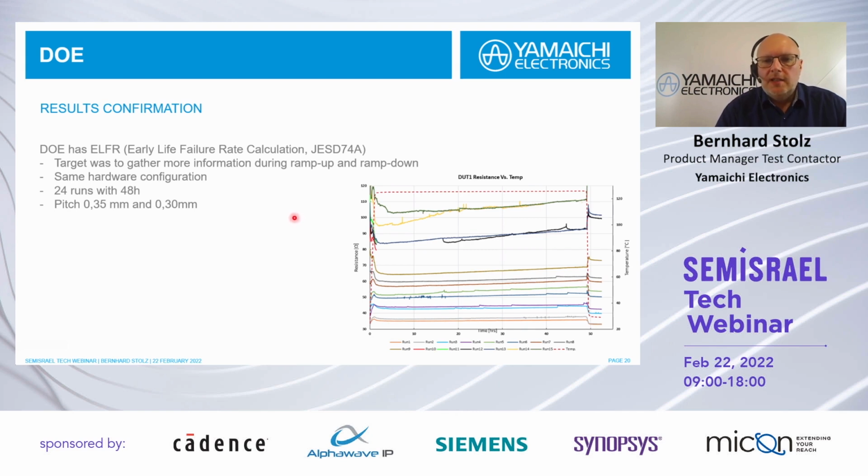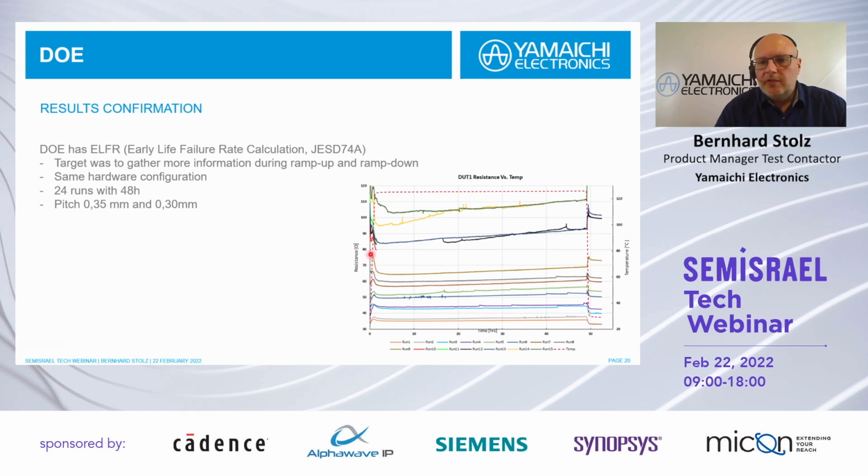We had this very same hardware configuration. We had 24 runs with 48 hours, and we did this several times but with pitch 0.35 millimeter and 0.3. You can see here actually the graph.